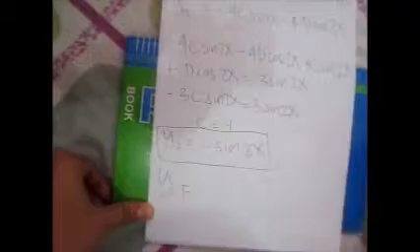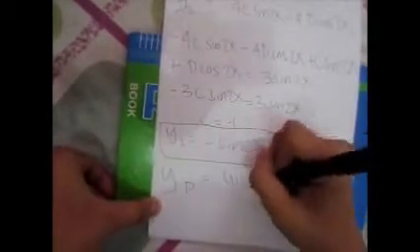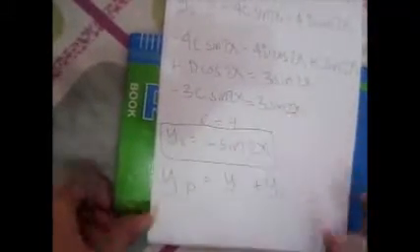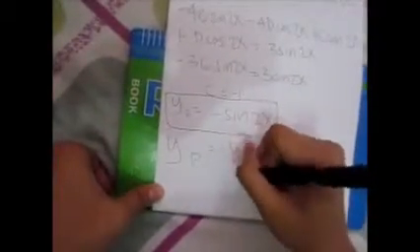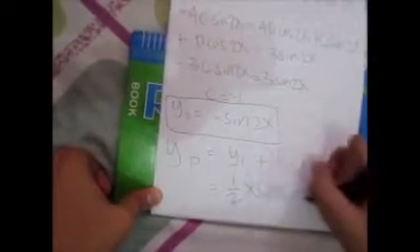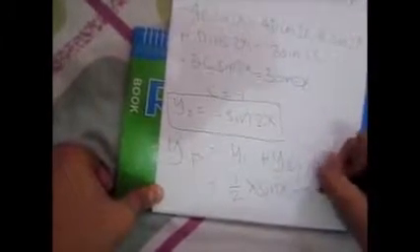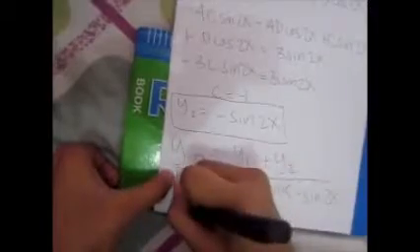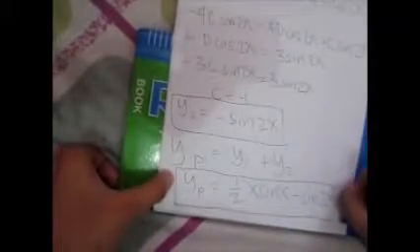Then our yp is equal to y1 plus y2, which is 1/2 x sine x minus sine 2x. So our yp is this. This is our yp.